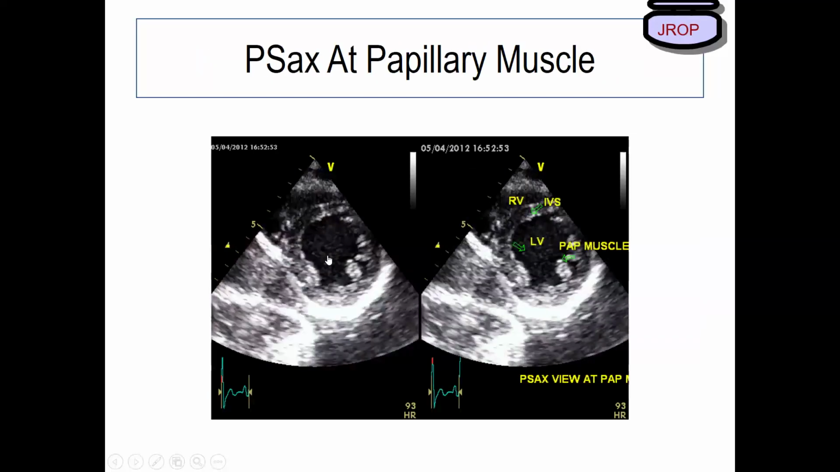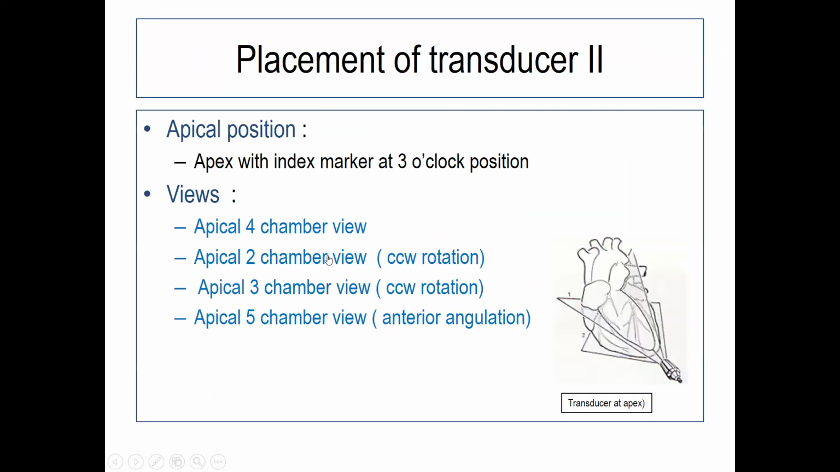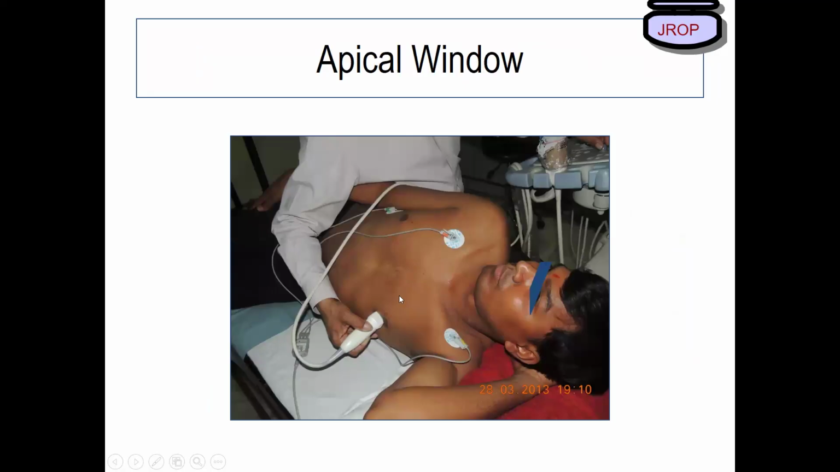What we do in apical window is, we take our transducer, instead of left third intercostal space, go to the apex. And how do you understand where the apex is? In male subject, put your hand in the apical region. Wherever you find the apex beat, put your transducer over there. You started with 3 o'clock position, 11 o'clock position, rotate it to 2 o'clock position. So let the 2 o'clock position be over here.